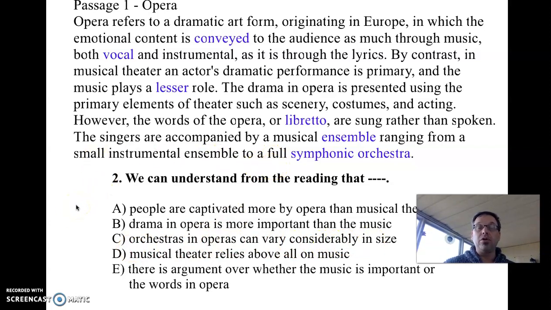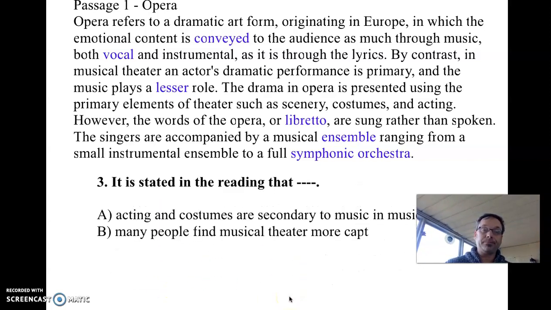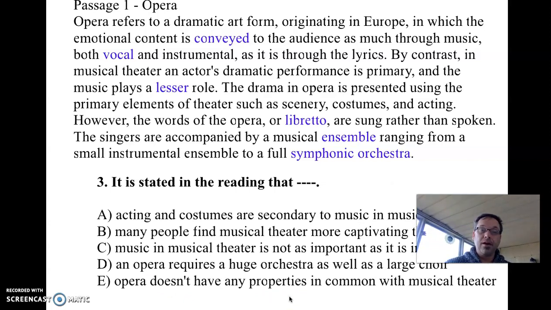The other thing you can do when you're doing these sorts of comprehension questions is to eliminate what is not the answer, right? The text does not talk about the audience being captivated, right? There is not a talk about argument over which is more important. So these are not our answers. Try C, or number 3. Right, number 3, it is stated in the reading that.